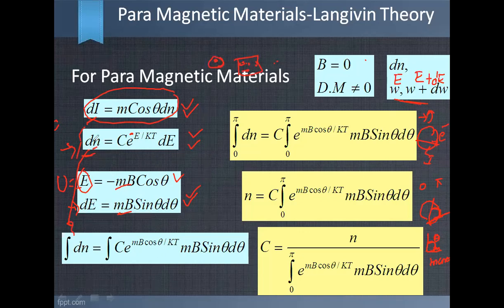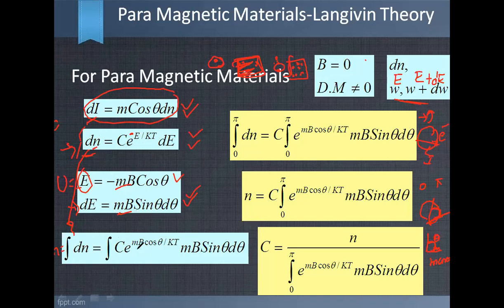So why am I doing dn and n? I am getting the dipole moment of the entire paramagnetic material, not just one atom. In a material there are thousands, millions of atoms. We do it for one atom, and when we integrate, we get the total dipole moment of the paramagnetic material. So when I integrate, I get the n value. N is equal to the integral of dn.